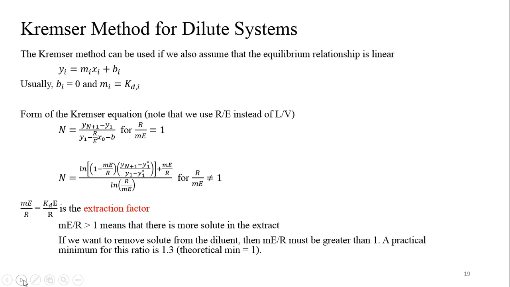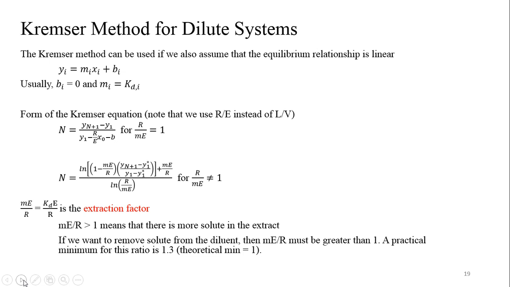When we have dilute systems, we have essentially an equilibrium relationship that's linear. It means we have a straight line there. It's an opportunity for us then to apply a Kremser methodology for this, just as we did previously for absorbers and strippers.